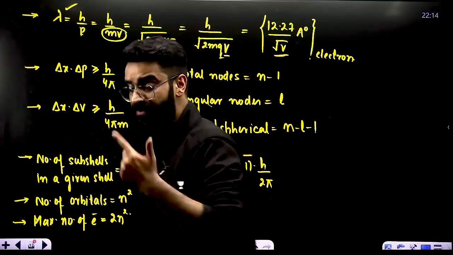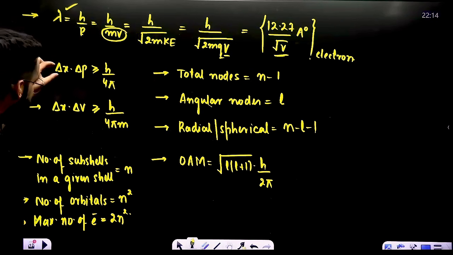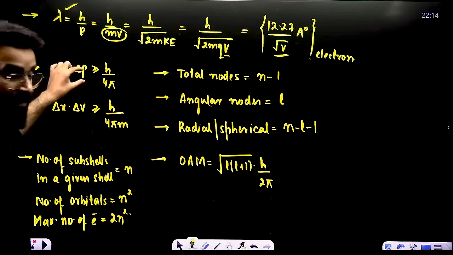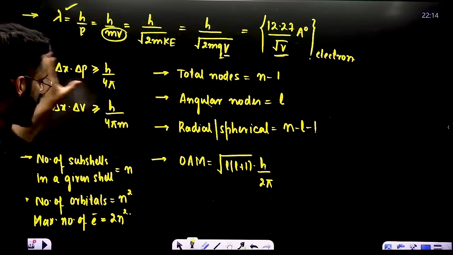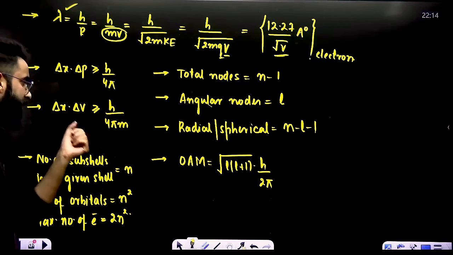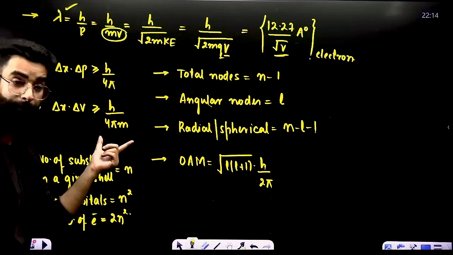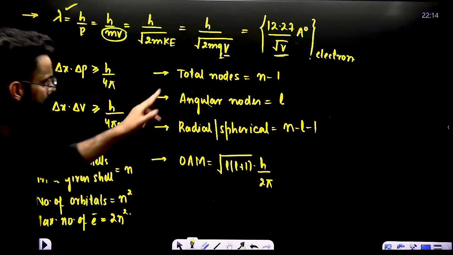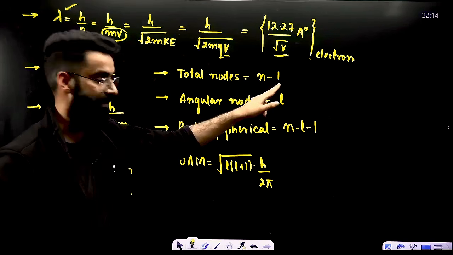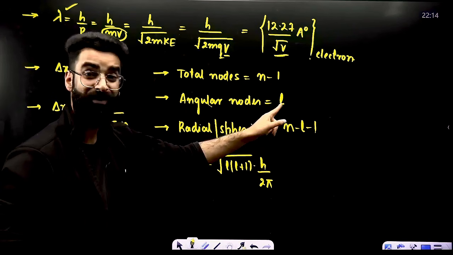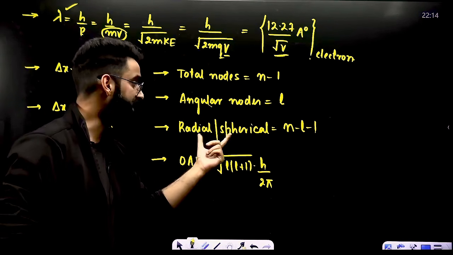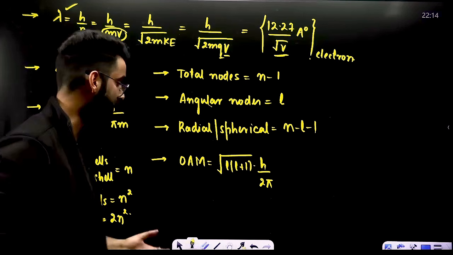Okay. In case of Heisenberg's uncertainty principle, error in position multiplied by error in momentum has to be greater or equal to h upon 4 pi. Or you can say delta x dot delta v is greater or equal to h upon 4 pi m. Okay. Similarly, how do we calculate the total number of nodes? n minus 1. How do we calculate angular nodes? The value of l, azimuthal quantum number. Radial nodes, n minus l minus 1, right?